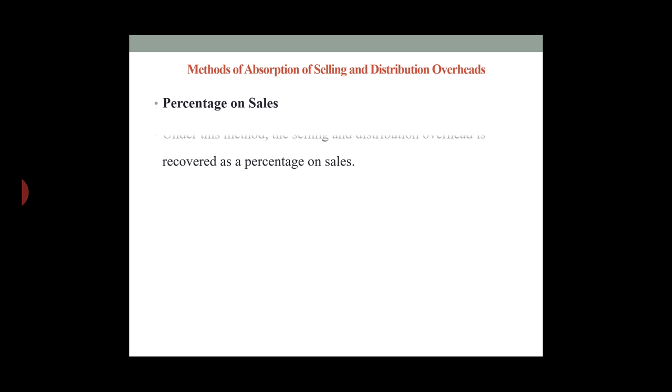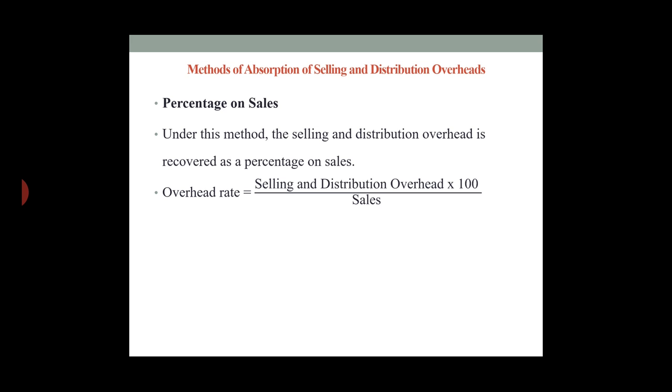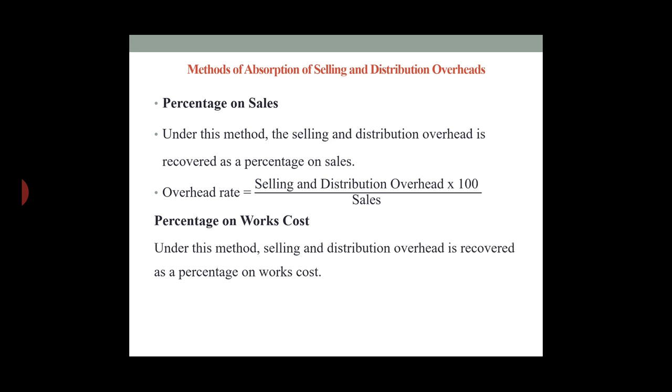Methods of absorption of selling and distribution overhead, then percentage on sales. Under this method, selling and distribution overhead is recovered as a percentage on sales. Overhead rate is equal to selling and distribution overhead divided by sales into 100. Percentage on work cost: under this method, selling and distribution overhead is recovered as a percentage on work cost. Overhead rate is equal to selling and distribution overhead divided by work cost into 100.